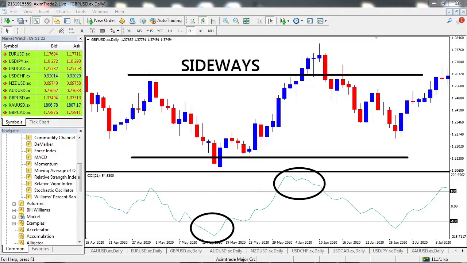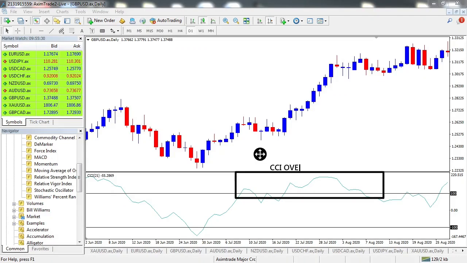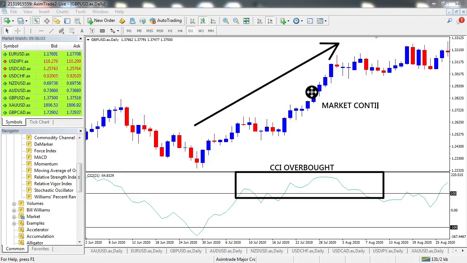Based on my experience, this method can be used only when the market is sideways, but not during trending. Just because the market has rallied too much and is overbought, it doesn't mean that the market must drop. And when the market has fallen too much and is oversold, it doesn't mean that the market must rise. Let's look at this example. The market continues to rally despite the CCI indicator suggesting that the market is overbought.